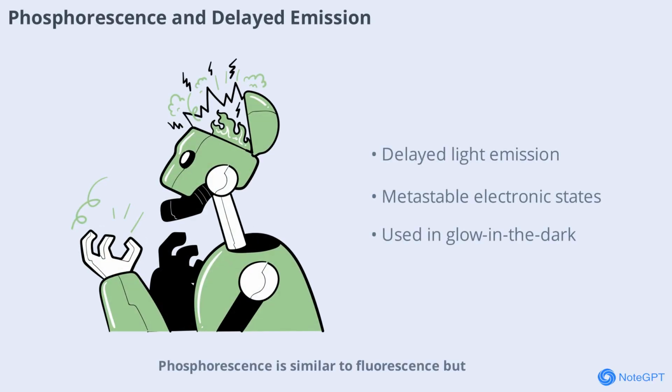Phosphorescence is similar to fluorescence but involves a delayed emission of light. After absorbing energy, the electron enters a metastable state and takes longer to return to the ground state, emitting light over a longer period. This property is used in glow-in-the-dark materials and in studying certain chemical and biological processes. Phosphorescence provides unique insights into molecular dynamics and energy transfer.